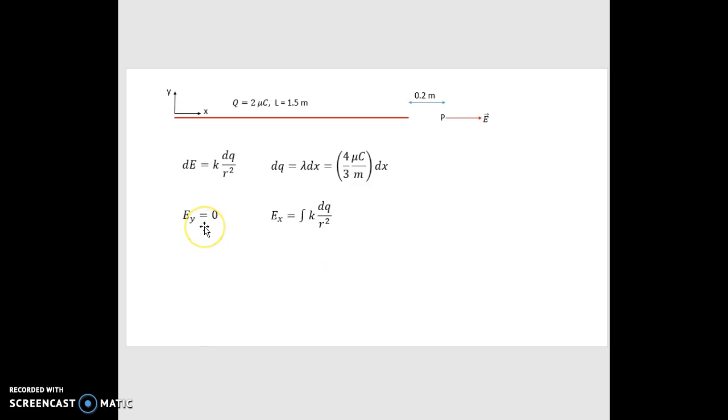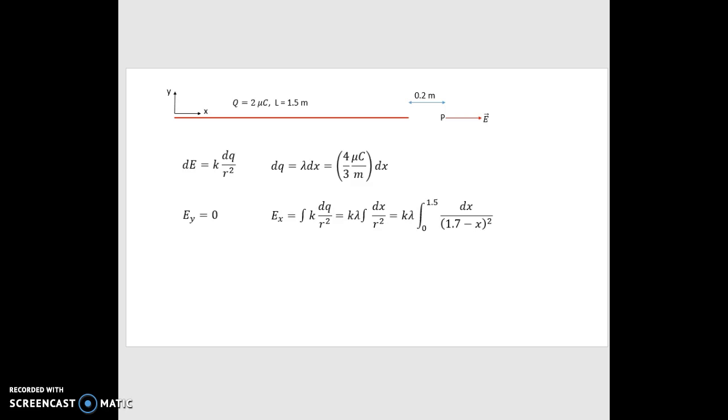So right away I can say that at point P, the y component of the electric field equals 0, and the x component will be just integrating the entire dE term, k dq over r squared. So we can step through that. dq is lambda dx, so we plug that in.